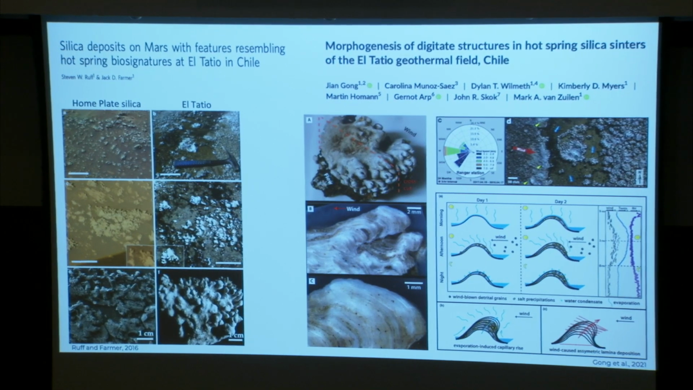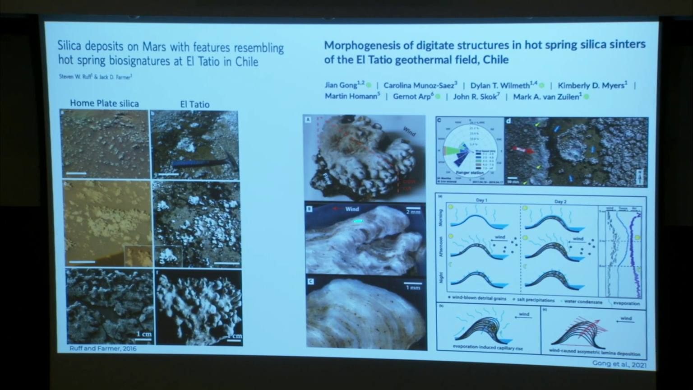And interestingly, even though we see really nice laminations in these digitate structures, there's almost no organic matter preserved. There are no filaments, no microfossils preserved. And he back then concluded that these structures formed just by evaporitic rise of silica. So it's basically because you've got strong winds.